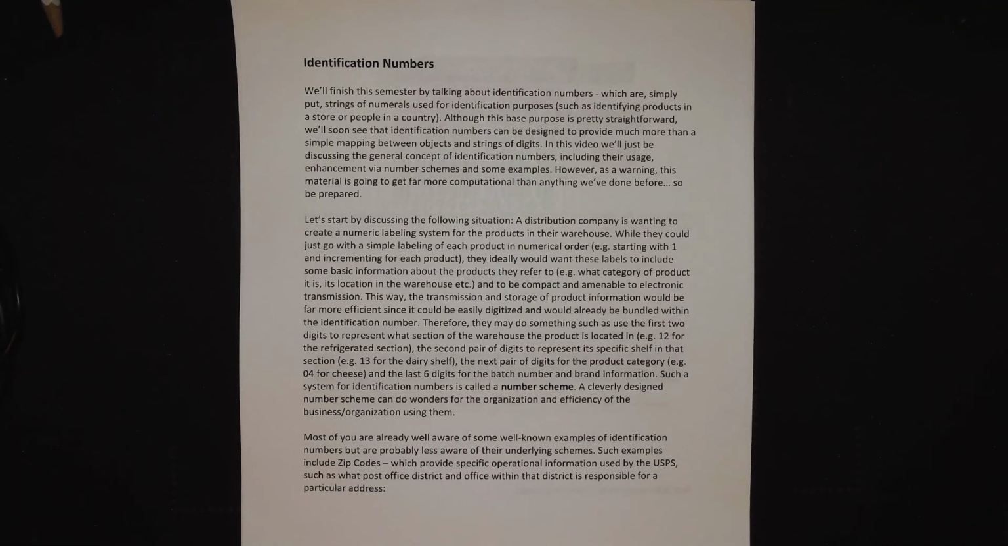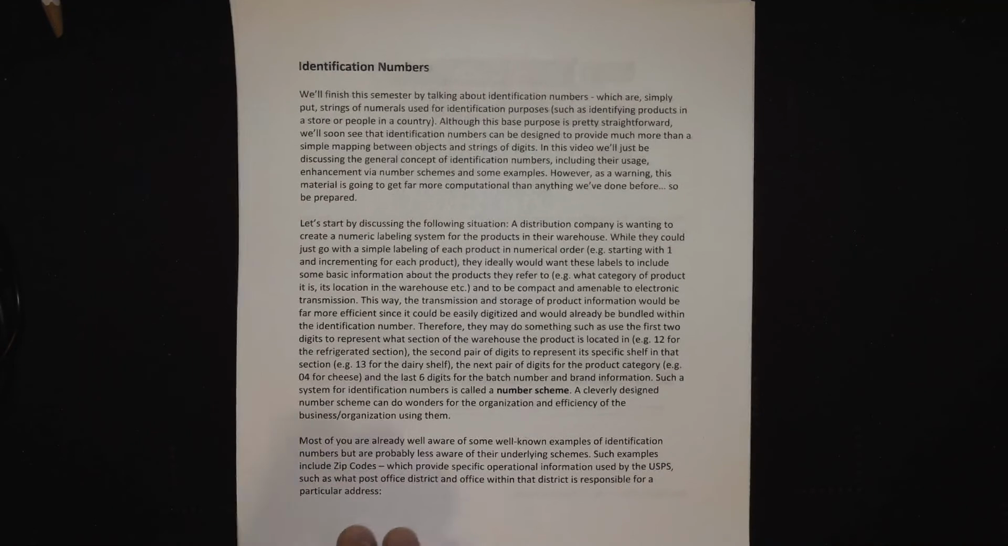A cleverly designed number scheme can do wonders for the organization and efficiency of the business organization using them. All right, so most of you are probably well aware of some well-known examples of identification numbers, but are probably less aware of their underlying schemes. Such examples include zip codes, which provide specific operational information used by the United States Postal Service, such as what post office district and what office within that district is responsible for a particular address.